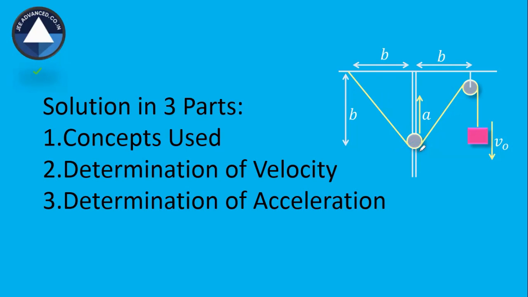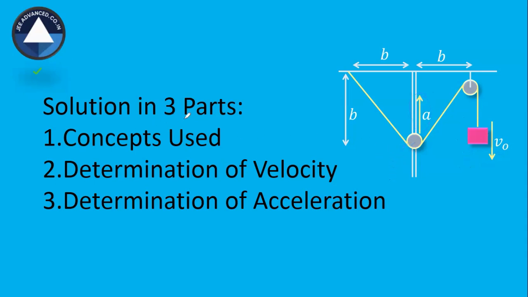In this problem, there is a slider and a string is passing over a pulley which can slide over the slider. And this string passes through another pulley and is attached to a block. The block is coming downward with velocity v naught, which is constant. We have to determine the acceleration of this pulley.